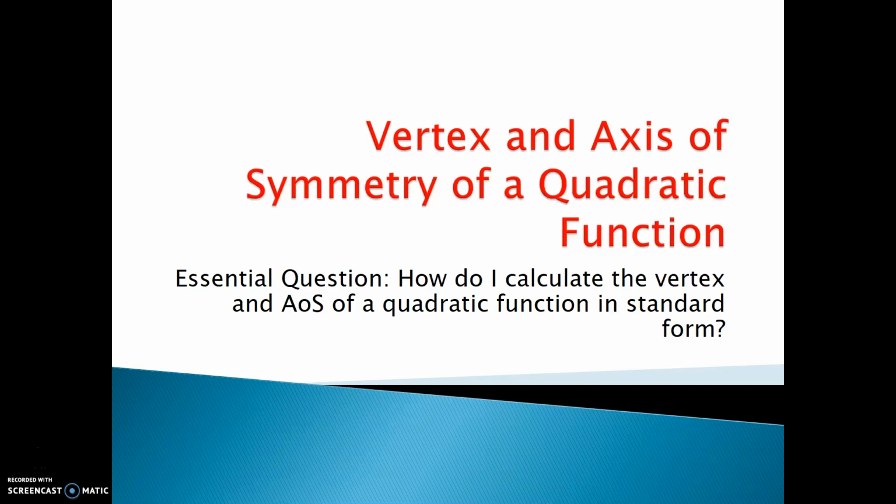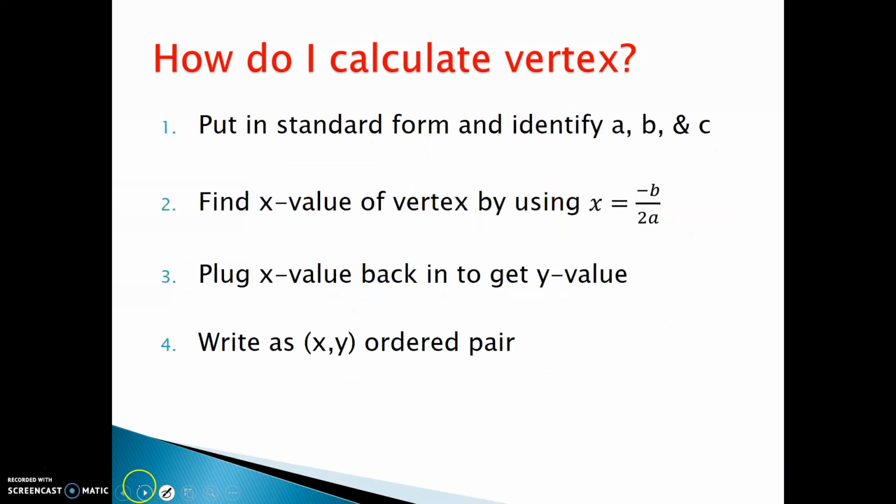Alright guys, so today we're going to talk about the vertex and the axis of symmetry of a quadratic function. Today's kind of day one of those shortcuts, and all we're going to focus on today are those two critical things, the vertex and the axis of symmetry. So how do I calculate those based off of a quadratic function? If I just give you that equation, how can I quickly figure those two things out?